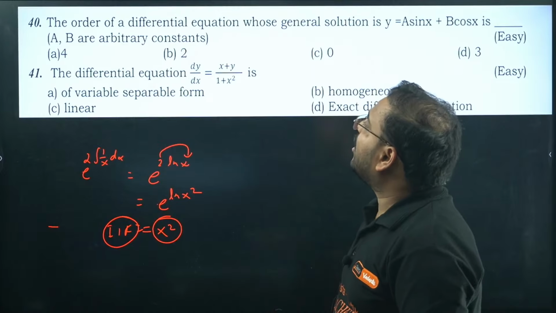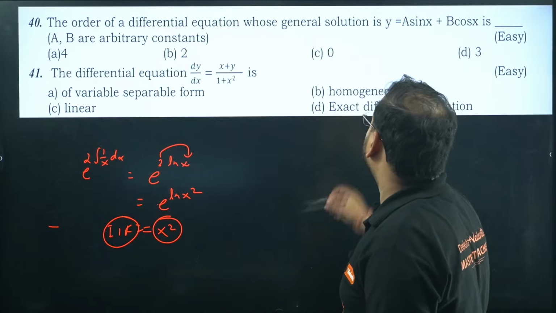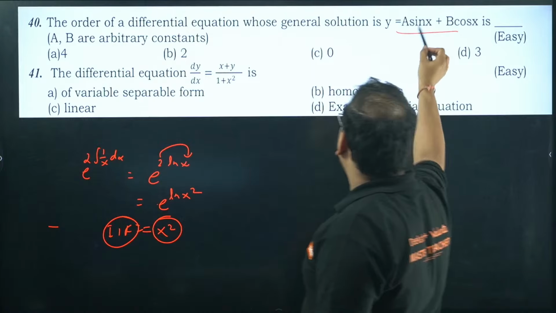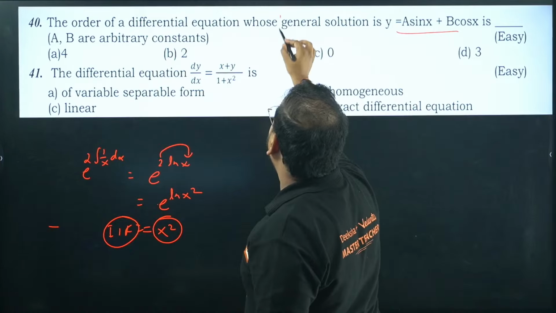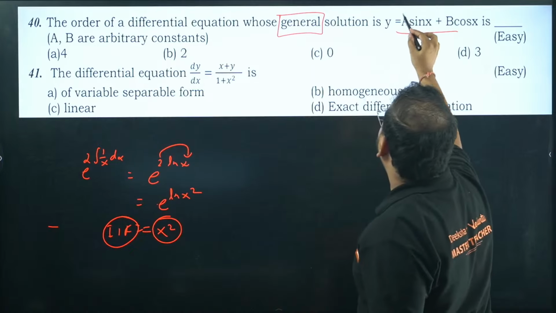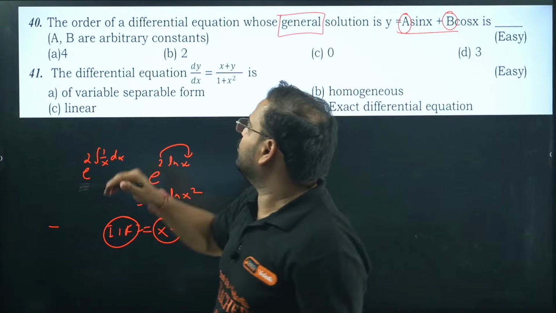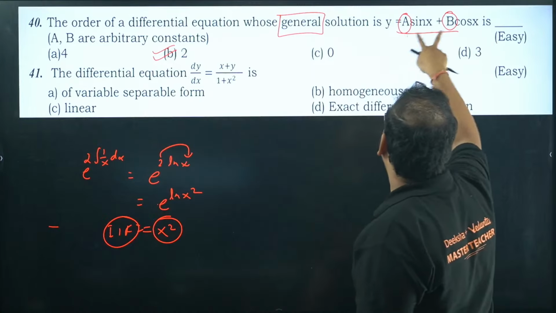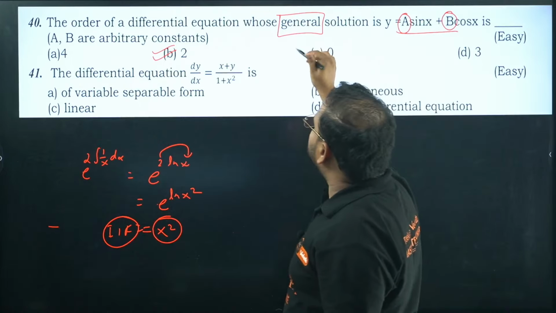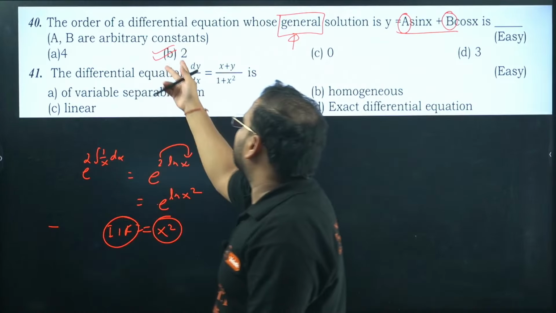The order of a differential equation whose general solution is this. Now here you check. If you have two constants, this is just exactly what Nagaraj was pointing out. What is the word written over here? General. And how many constants do you have? Two constants, A and B. It means it has to be of order 2. If there are two constants here, A and B, and the nature is a general solution, it means of course the order has to be 2.